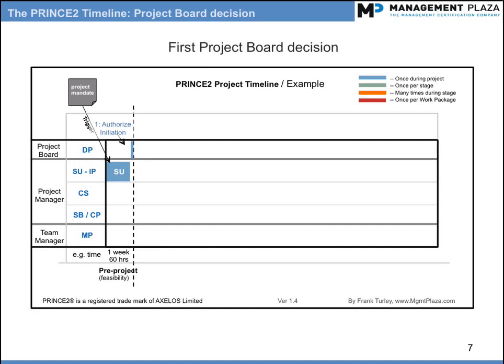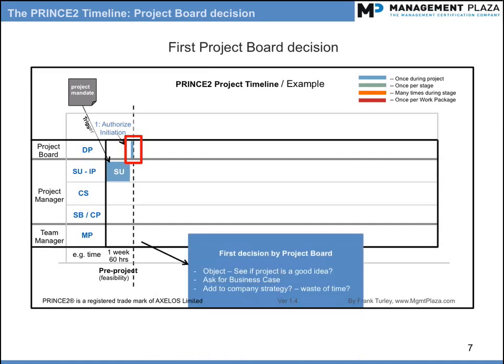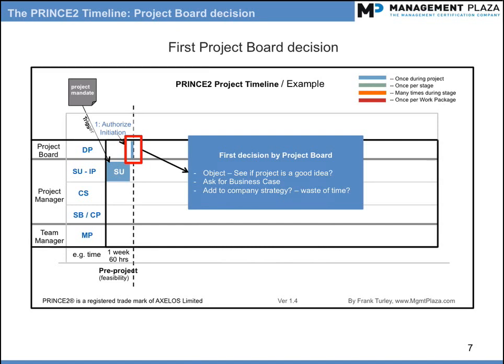Topic: the project board first decision. The very first decision for the project board is to consider whether to allow the initiation stage to start. This is known as Authorize initiation. The project board determines whether the project is worth doing, so desirable or viable, and also checks and approves a plan for the initiation stage.